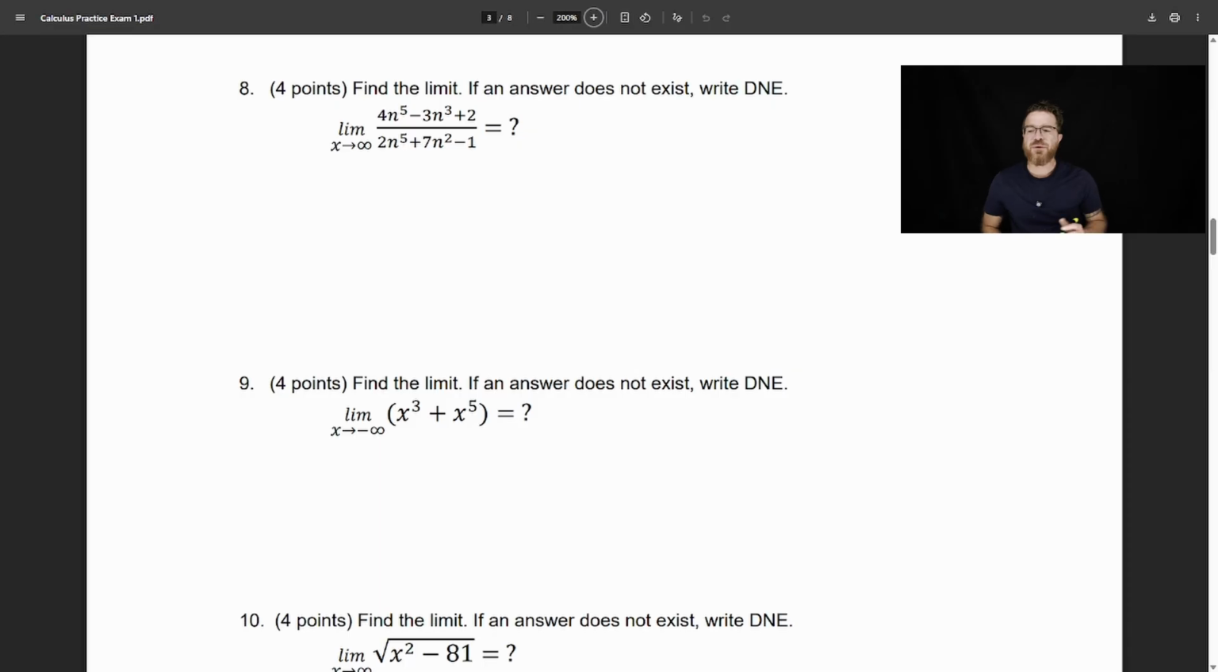For our next limit that we want to evaluate, it's going to be the limit as x goes to infinity, and we have 4. I keep doing this. I keep switching x's and n's. I'm going to switch it to x's, even though on the paper it says n. So this is going to be 4x to the 5th power minus 3x cubed plus 2 divided by 2x to the 5th power plus 7x squared minus 1.